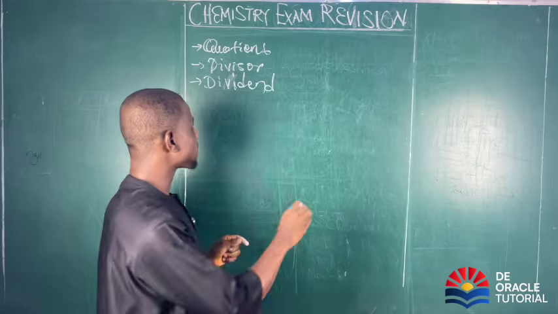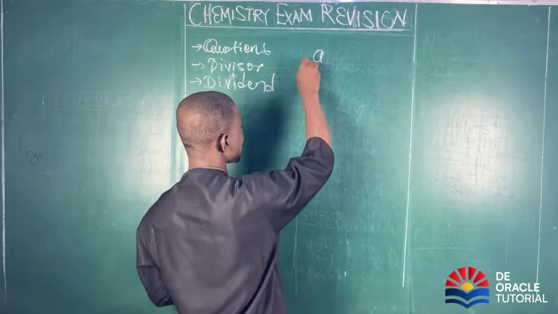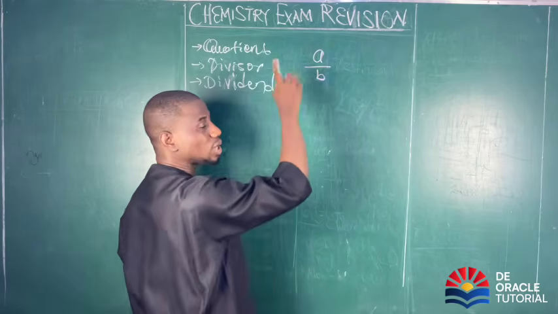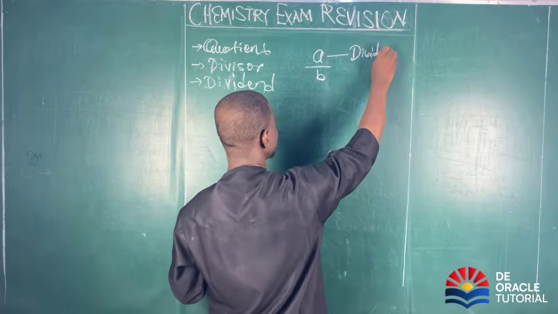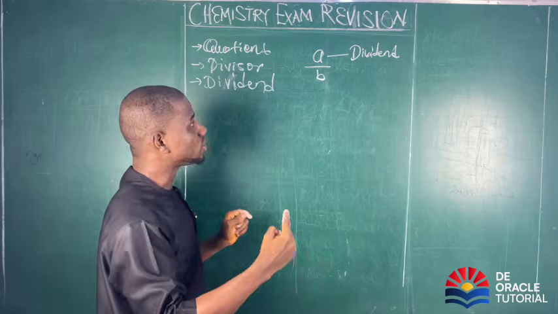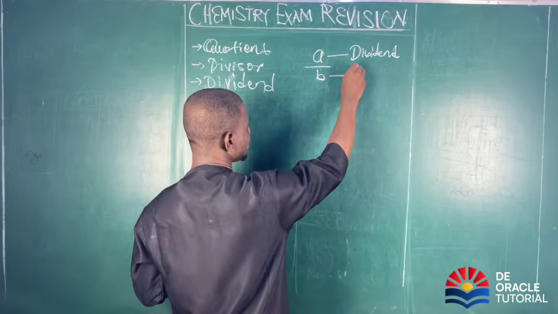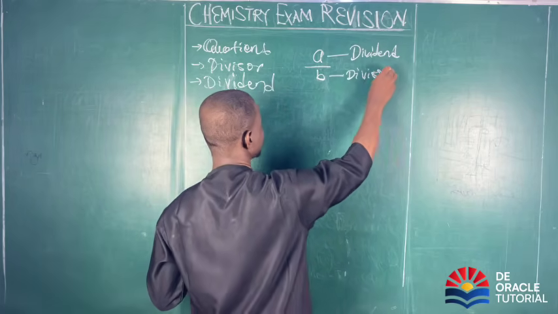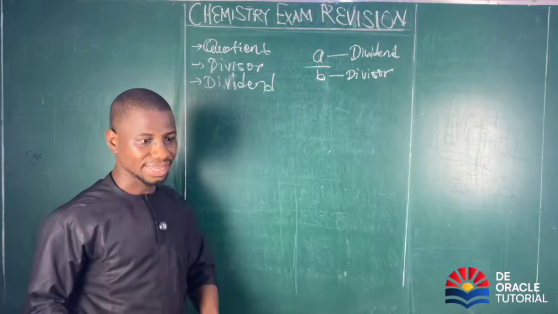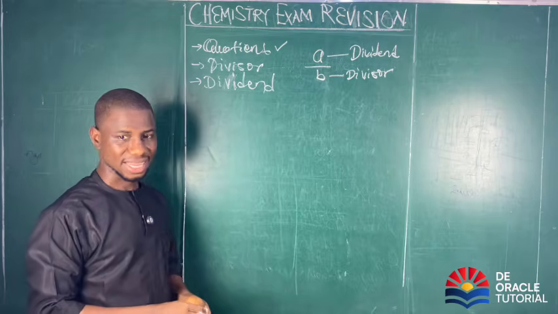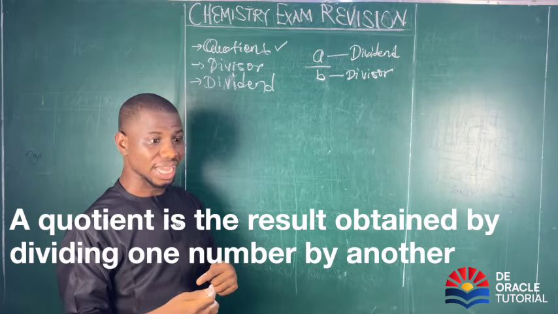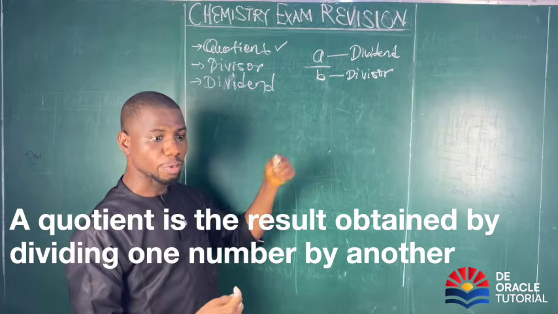Quotient. Now, if you have a fraction, something like this, A over B, the one that you are dividing is called the dividend. The one that you are using to divide that number is called the divisor. The answer you will obtain after dividing them is what is called the quotient. So a quotient is the result you will get anytime you divide a number with another.